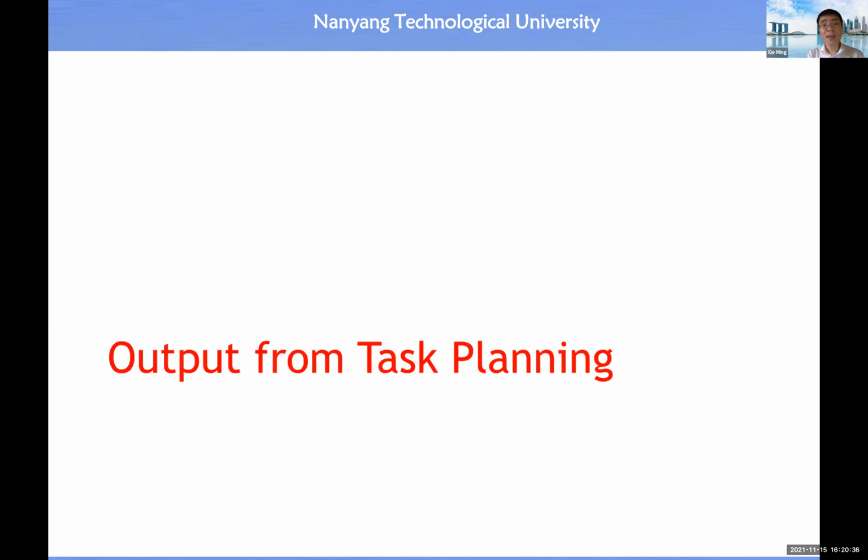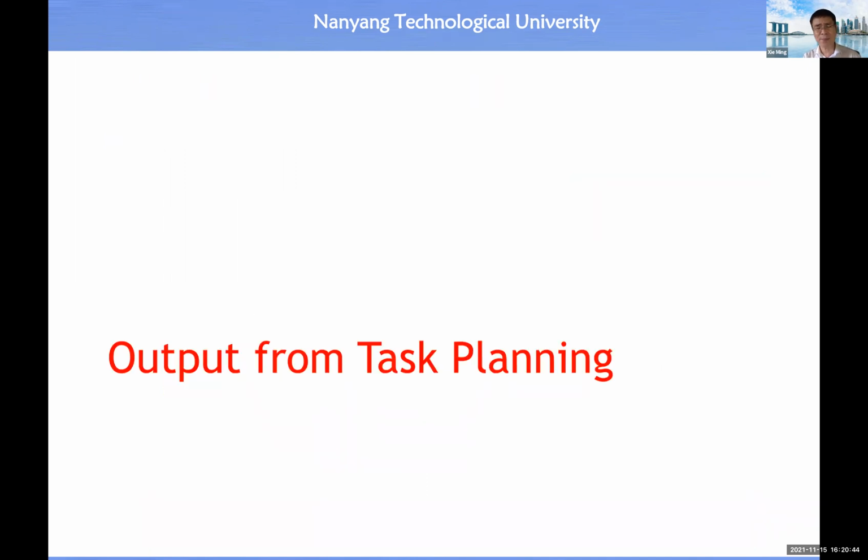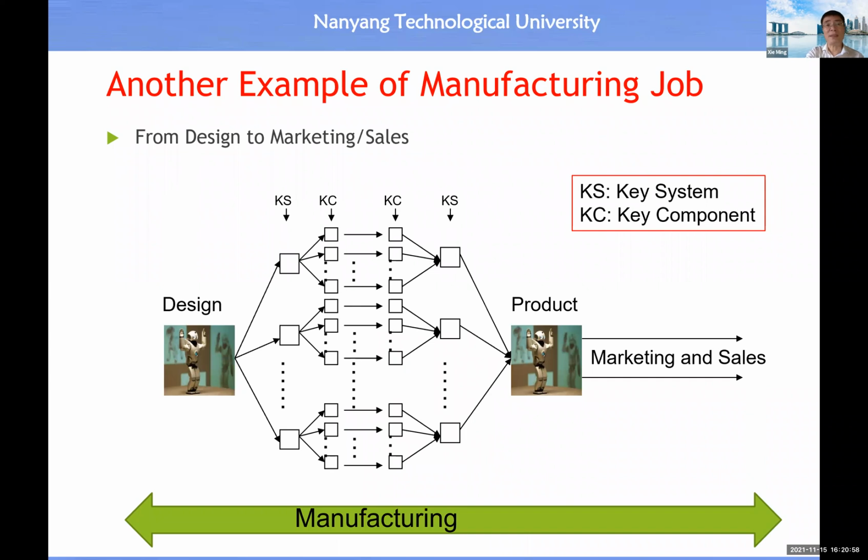Right? Okay, then once we know the input, obviously in this case the input is a part drawing plus engineering material. Then what will be the output from task planning? The output from task planning will be the description of the task. So input will be the description of the job. So from here you can write down the description of the job from part drawing, engineering material, all the way to the finished product, which could be sold to the market, etc.